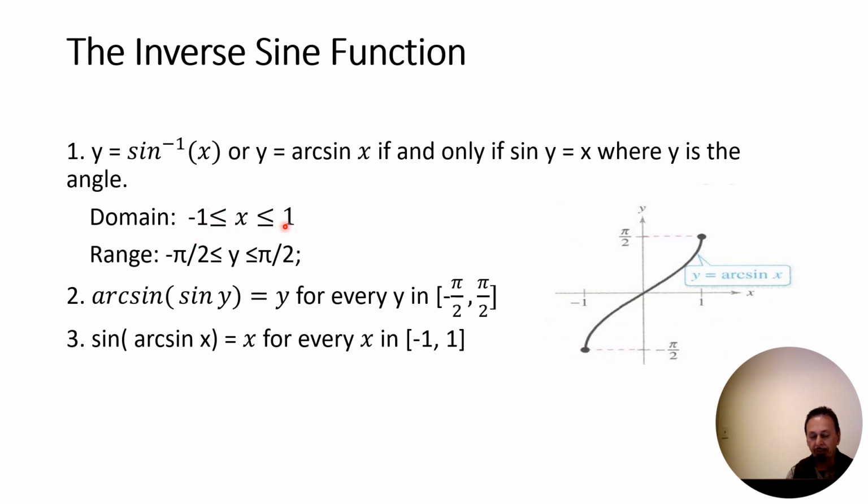Now x is the domain, and the domain has to be between -1 and +1. And the range is from -π/2 to +π/2. For this domain and range, arc sine of sine y is equal to y, so they cancel out, for y in the interval -π/2 to π/2. Similarly, sine of arc sine x will be x for every x in the domain -1 to +1.